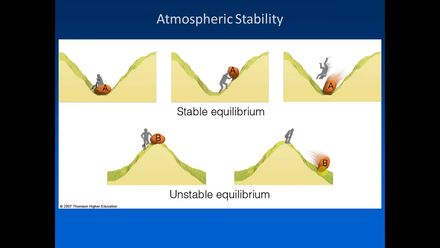So, hopefully now you have an understanding of stable versus unstable equilibrium, okay? The force that moves the ball back to its original position, in the example of the stable equilibrium, which is the force of gravity, is called a restoring force.